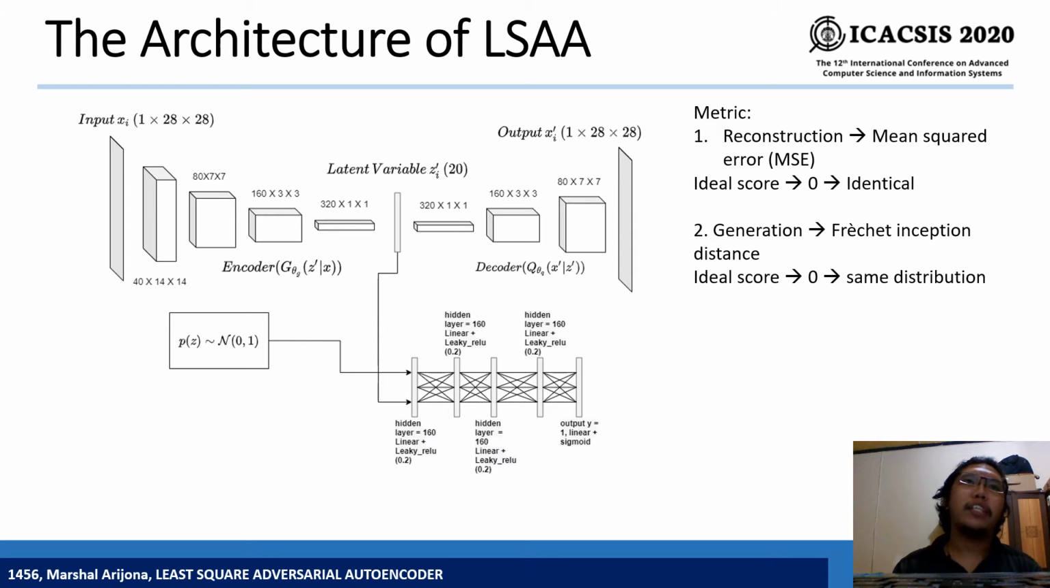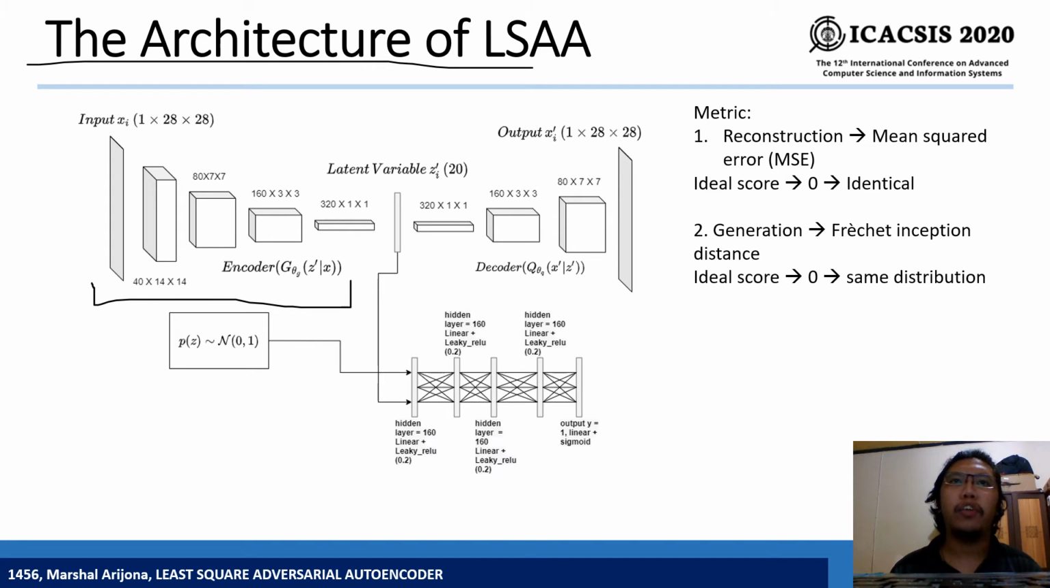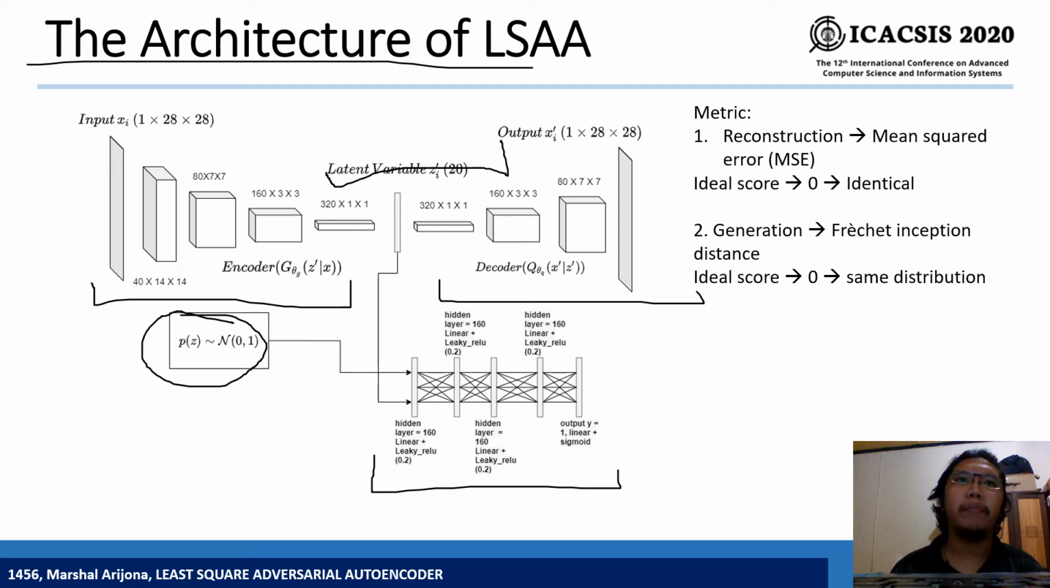Now let's talk about the architecture of LSAA. In the architecture of LSAA, we use convolutional layers on the encoder and decoder. We use the convolution layer on these networks to get better feature extraction. On the discriminator network, we don't use the convolution layer since the dimensionality of the latent variable is 20, which is small. For the prior distribution, we use the Gaussian distribution with mean 0 and standard deviation equal to 1.